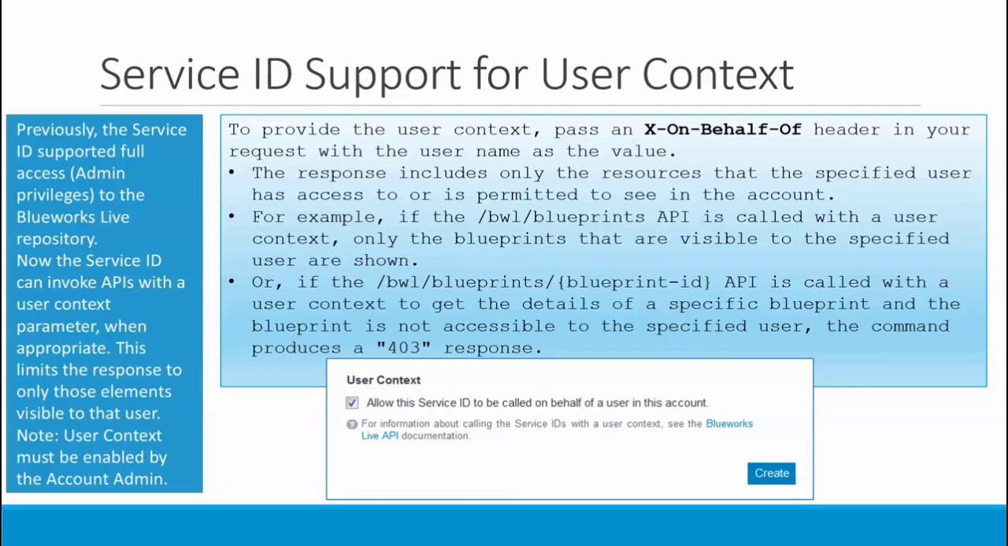So to provide the user context, basically you pass this X-On-Behalf-Of header in your request with the username as the value. And the admin needs to enable user context for a service ID on the account info page of the admin console. And this can be done either when the service ID is first created or anytime afterwards.